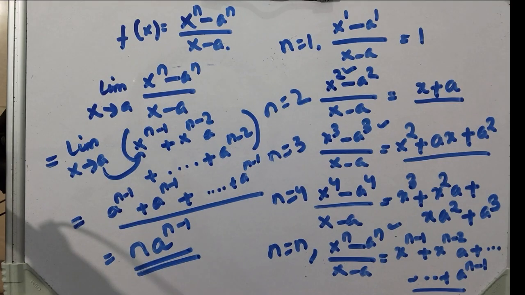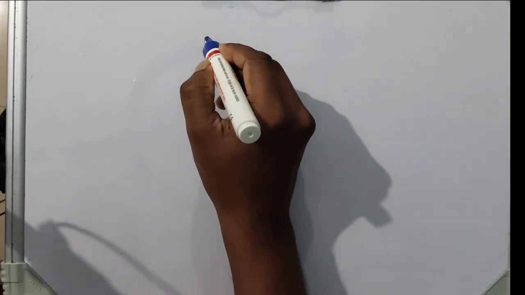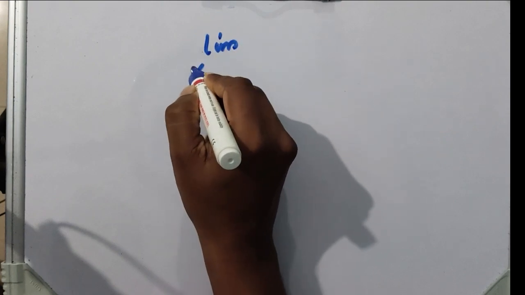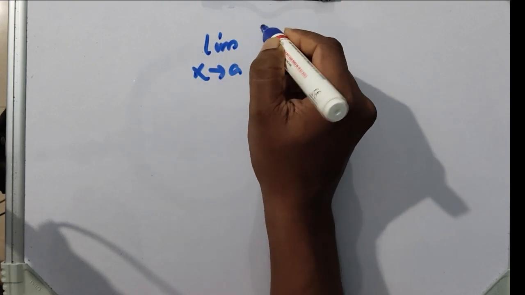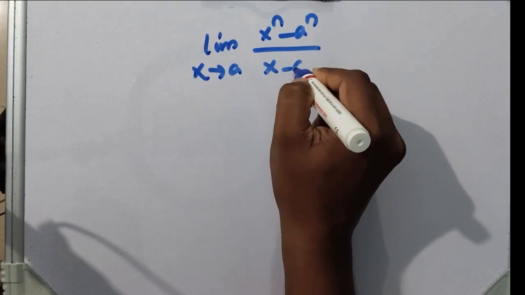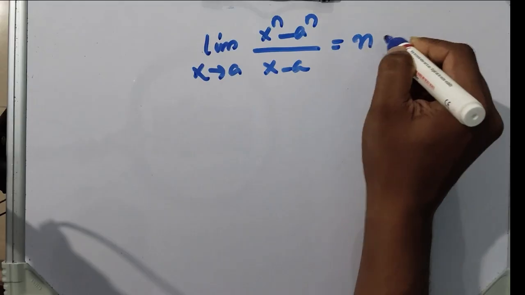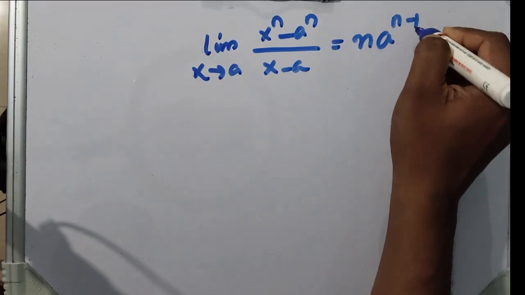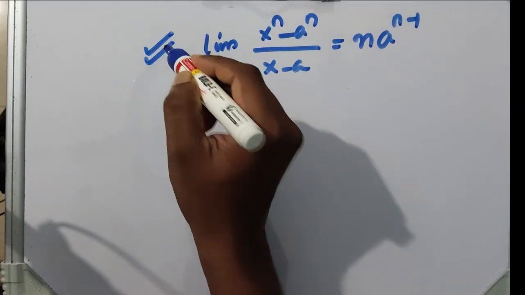So this is an important theorem, that limit x tends to a of x to the power n minus a to the power n by x minus a is equal to n into a to the power n minus 1. So you have to memorize this.